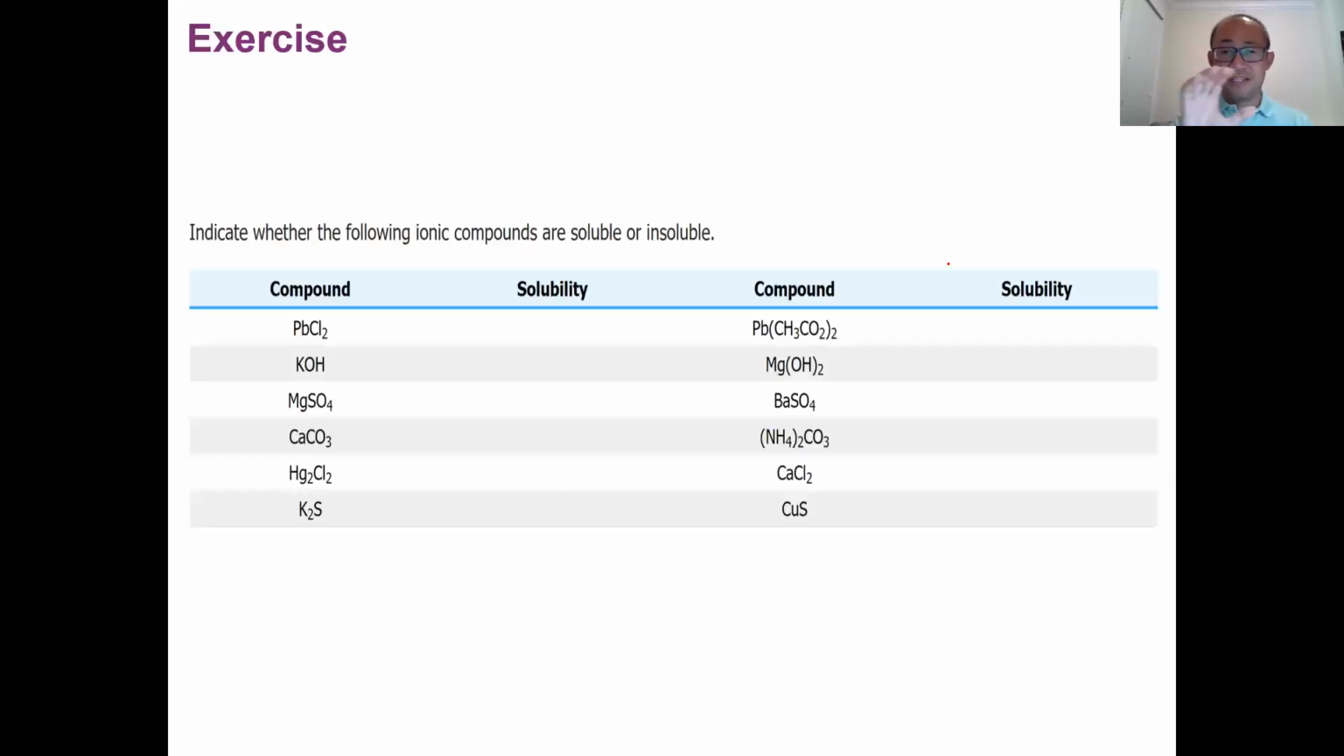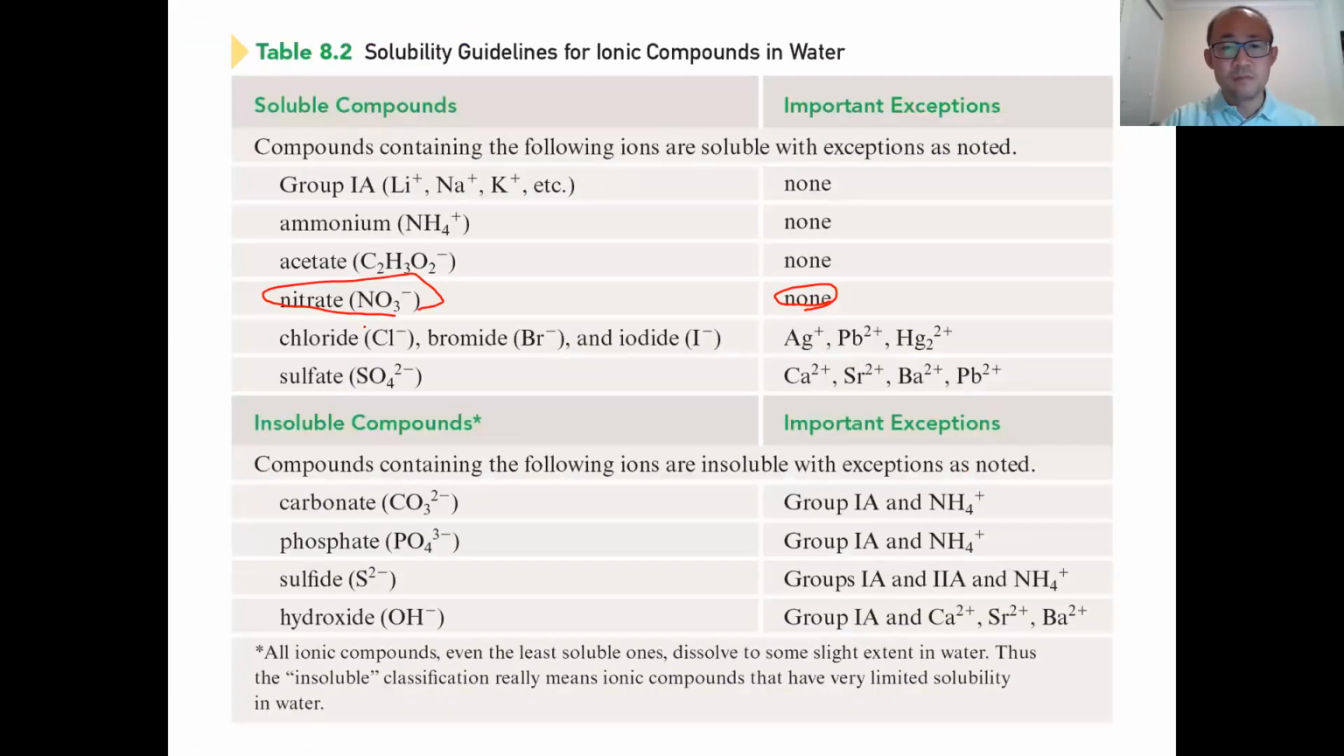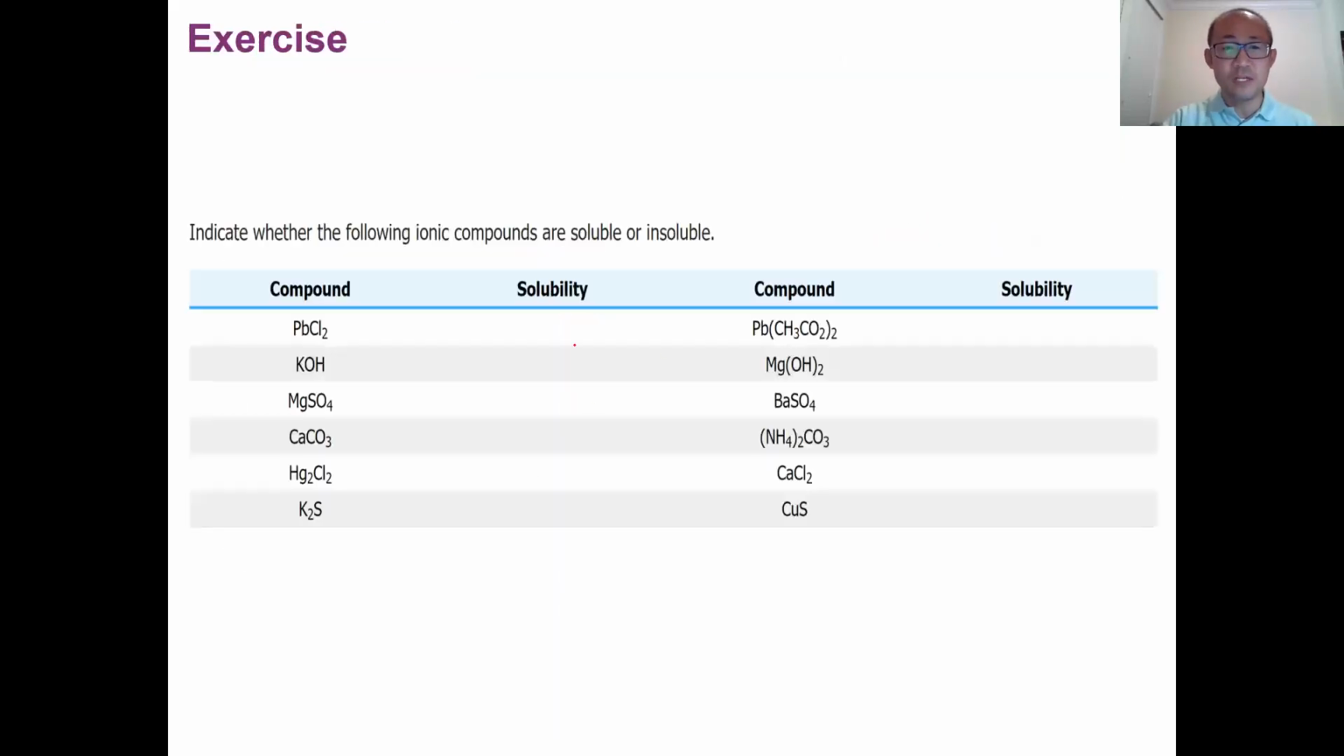Next, there are 10 compounds showing here, asking you to determine the solubility in water. Only 2 answers, either soluble or insoluble. Let's take a look at all of them. The first one is lead chloride. We know chloride belongs to soluble compounds, but lead is an exception. So lead chloride is not soluble. No.